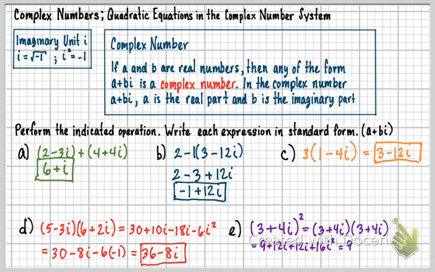So this is going to be 9 plus 24i plus 16 times negative 1, excuse me, not i squared anymore. It's going to be negative 1. Okay. All right, so then I can write this as 9 plus 24i minus 16, and that's going to equal negative 7 plus 24i.